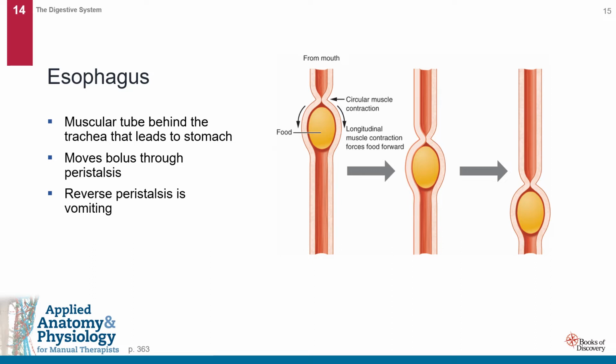And here we see illustrated peristalsis. This is the coordinated wave-like contractions of both the circular and longitudinal muscle layers that propel food forward along the GI tract.